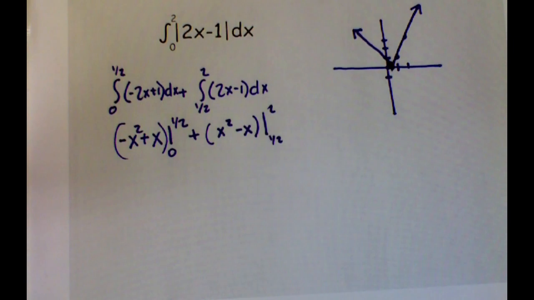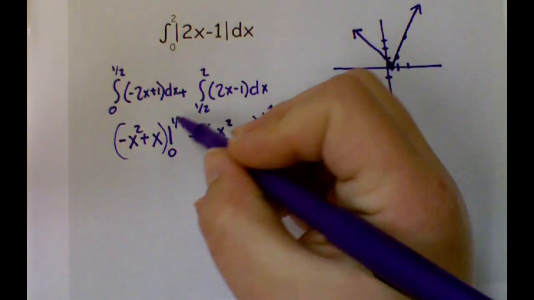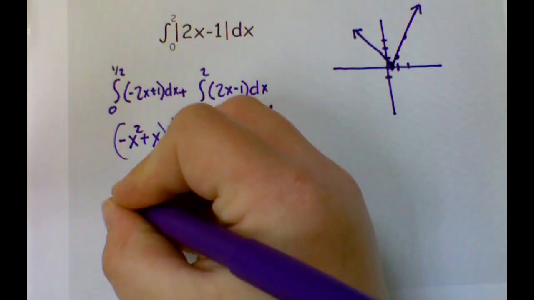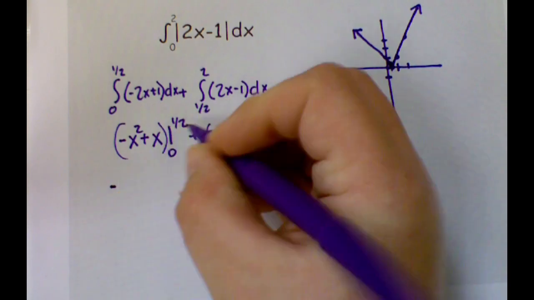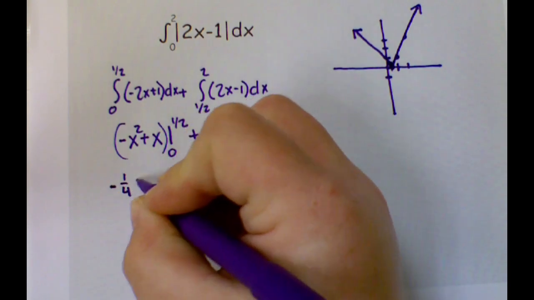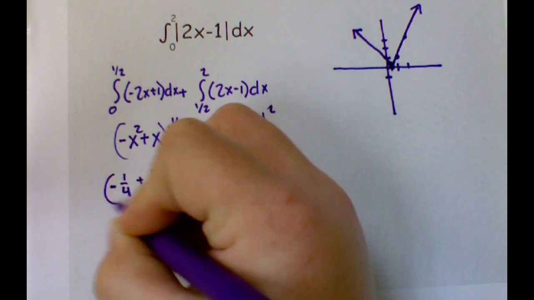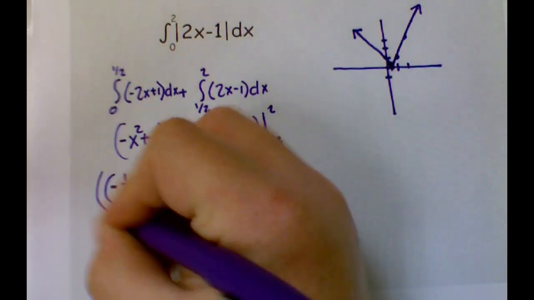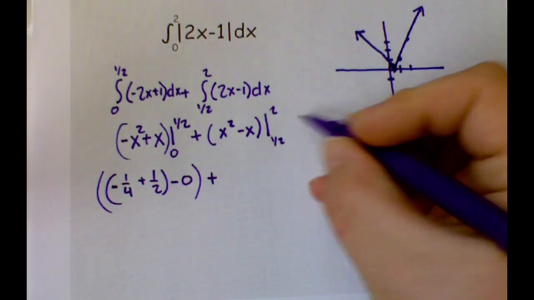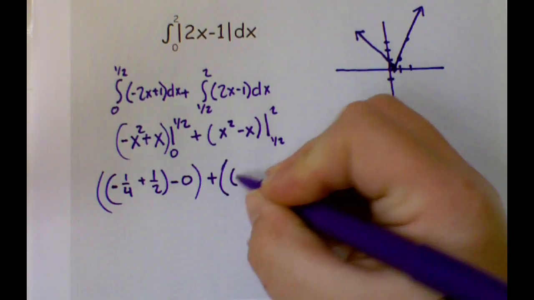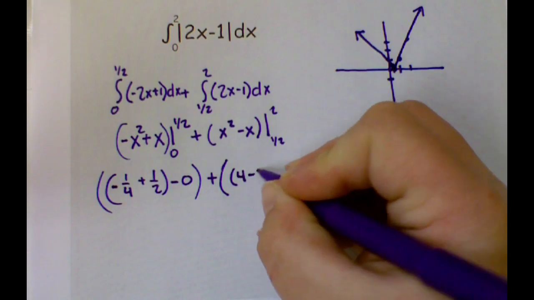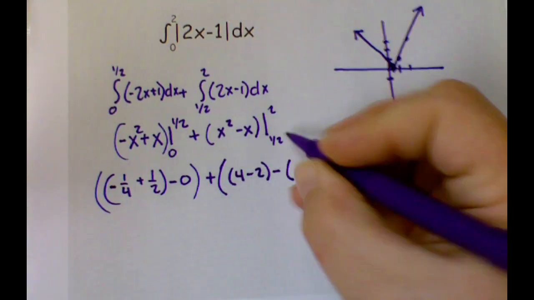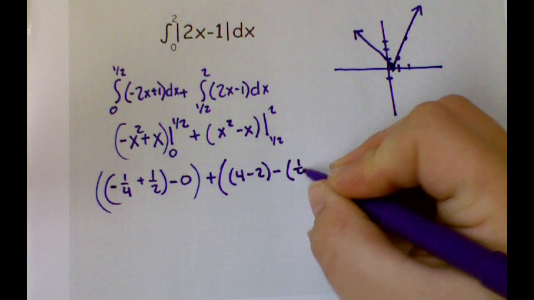Now remember, our fundamental theorem of calculus tells me that I can plug in the 1/2. So I take negative 1/2 squared, which is negative 1/4, plus 1/2, minus, if I plug in 0, I get 0. There's that first piece. Plus, we're going to plug in 2. I get 2 squared, which is 4, minus 2. Minus, plug in a half, I get 1/4 minus 1/2.